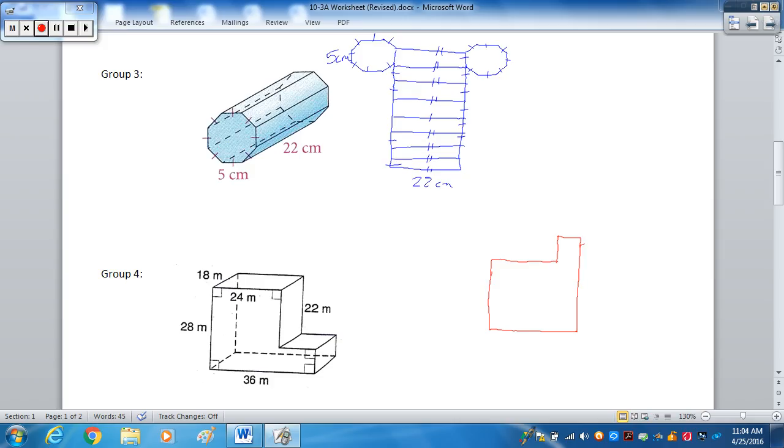Okay, so there's one side. We can consider that the front side of our picture right there. Okay, and I'm going to go ahead and connect it with the bottom side. And then mirror that on the other side. And we'll say that's the back side. Okay.